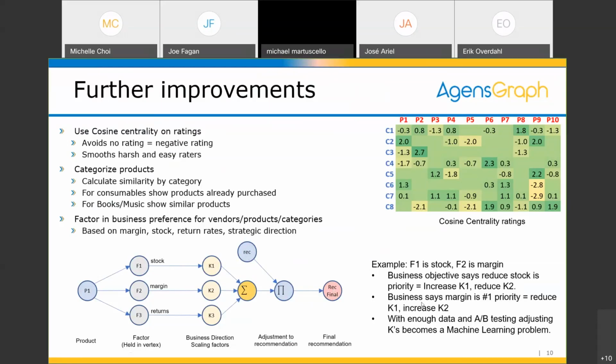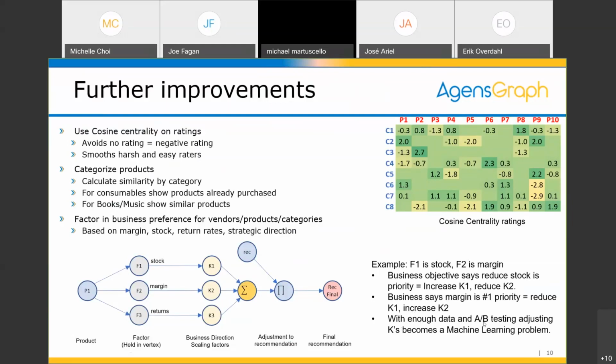So as an example, say F1 is stock, F2 happens to be margin, and the business objective says, look, we need to reduce our stock holding, it is way too high. Let's start reducing stock. Then the priority would be to increase K1 and sacrifice maybe a bit, saying, okay, let's not factor in margin so heavily. We need to get rid of stock. An alternative could be the financial director says, guys, we need margin. We're not worried about stock this quarter or this week. In which case you would up K2 and reduce K1.